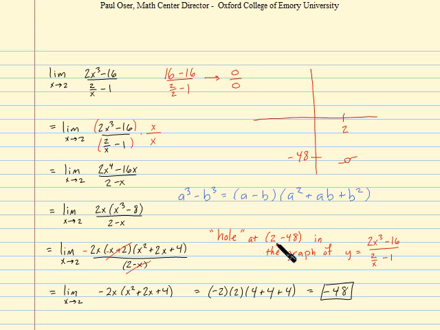We have a hole at 2, negative 48, that's the coordinates there, in the graph of y equals this expression. Okay, so the value of the limit is negative 48. There's a graphical interpretation if we need to have it. That's it.